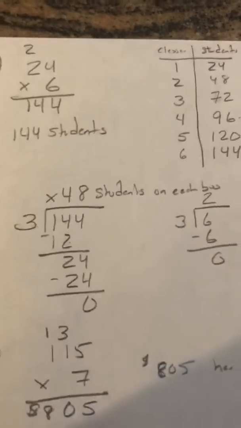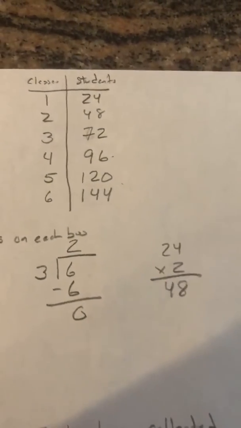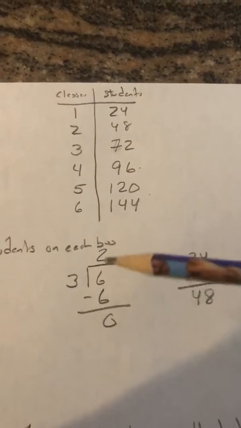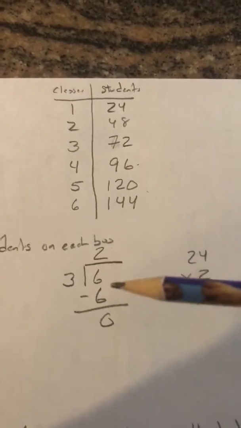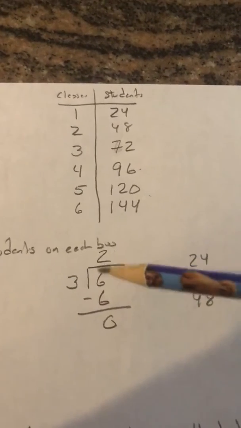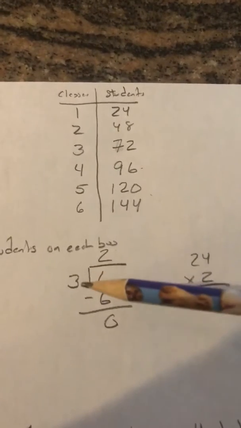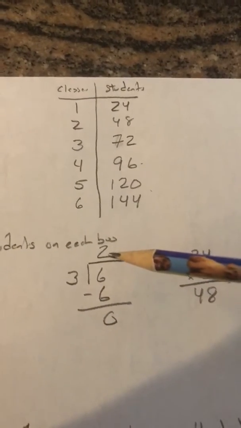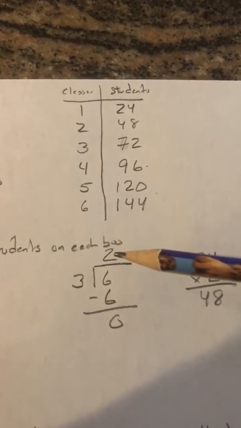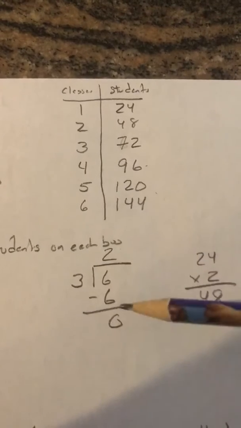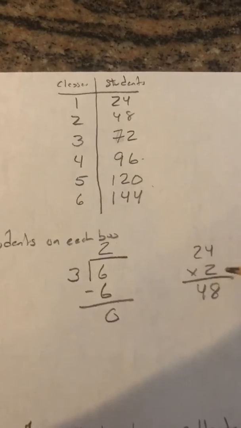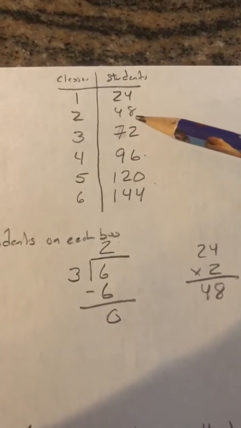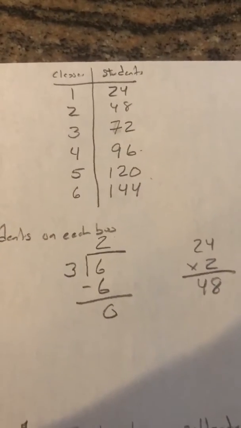Now there is another option that we could do for this, which requires a little bit easier division. So if we think about it, there are going to be 6 classes, and they have the same amount of students. So if I take the 6 classes and I divide them amongst the 3 buses, that means that there are going to be 2 classes on each bus. Now that I know there's 2 classes on each bus, I can do the 24 times 2 is the 48, or I could also go back and look at my T-chart, which has that information in there.